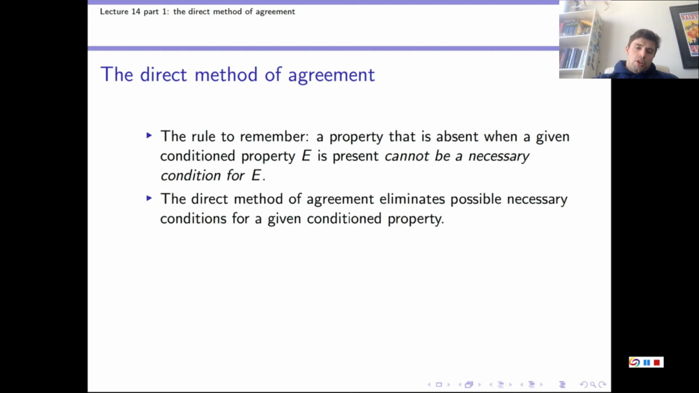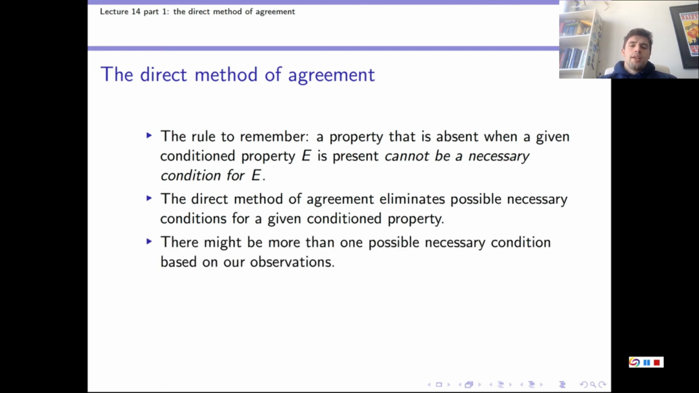Now, notice what we've concluded in the examples we've looked at is something of the form, if any of the possible conditioning properties are necessary conditions for E, then such and such a property is that necessary condition. The method doesn't tell us which one of the possible conditioning properties are necessary conditions. It tells us which of them might be and which of them cannot be. A conditioned property, of course, might have more than one necessary condition, so there still might be more to it than what we can tell from our possible list of conditioning properties.